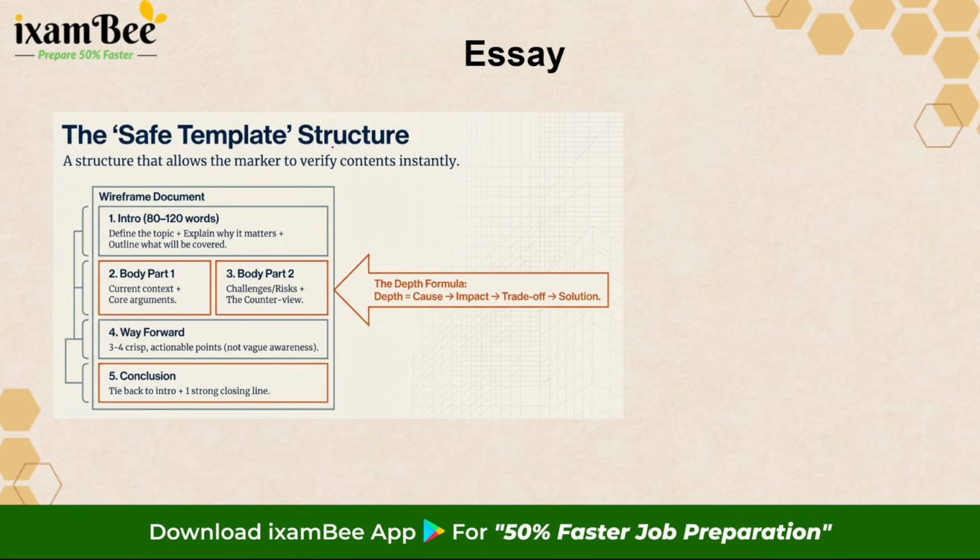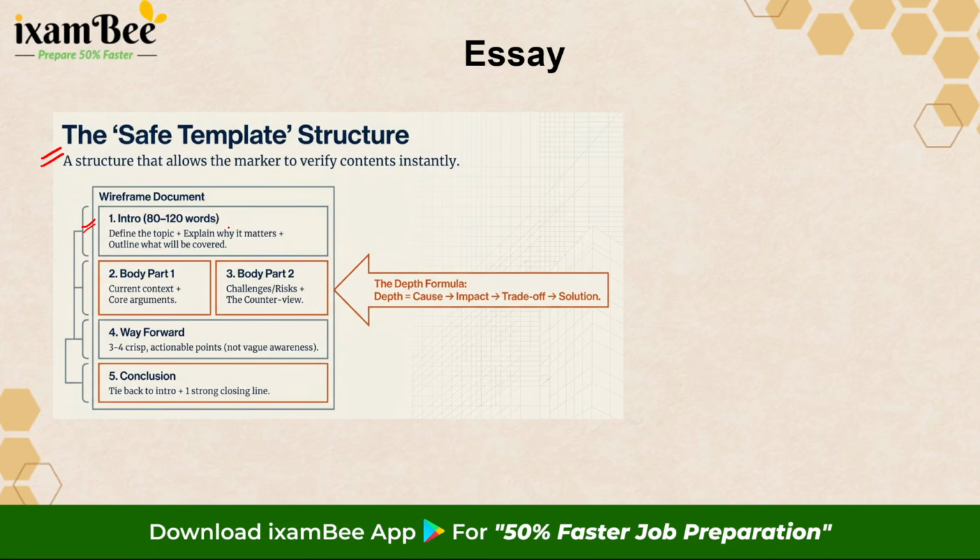So let's move on to the essay. What is a safe template structure? This is the most safe structure that you can use for an essay. With this you can divide your answer into 5 aspects. The first should be an intro consisting of around, on an average, 100 words, 80 to 120 words.